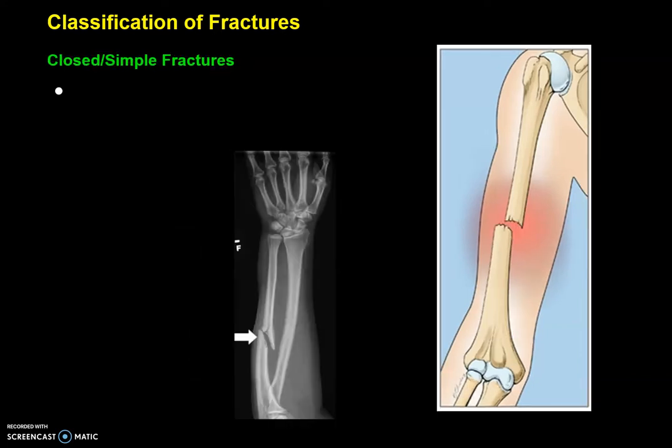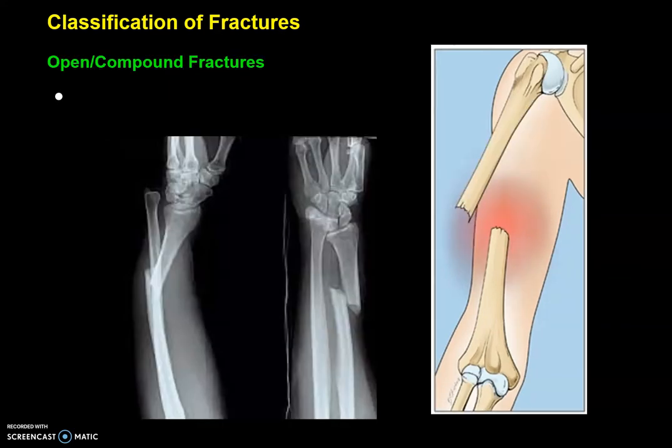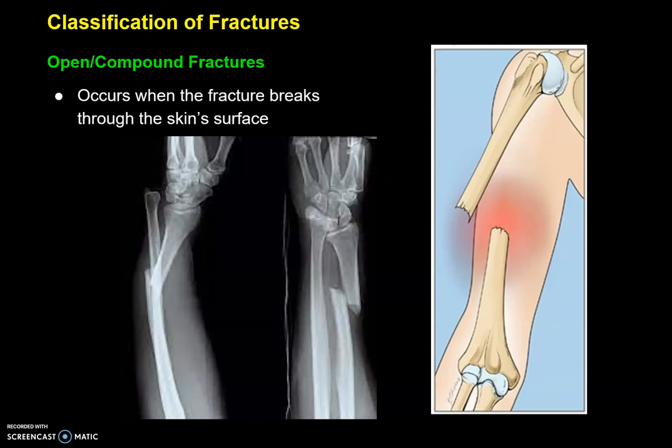A closed or simple fracture occurs when the fracture stays within the skin and the skin is not broken. And an open or compound fracture occurs when the fracture breaks through the skin's surface.